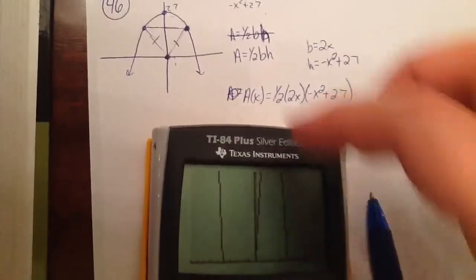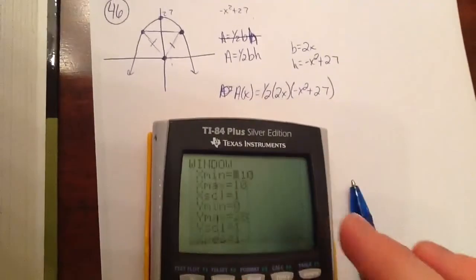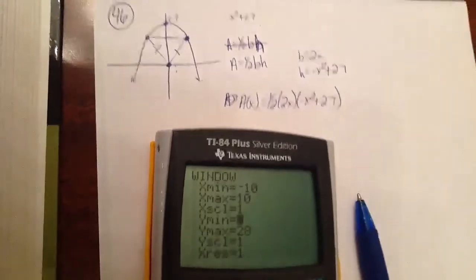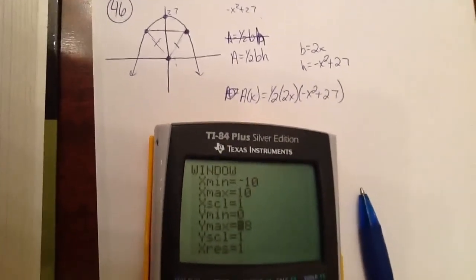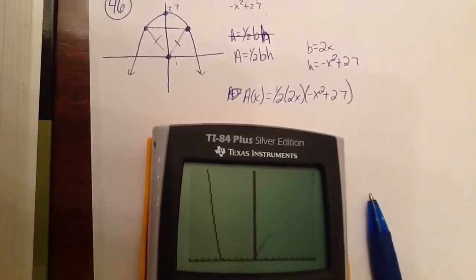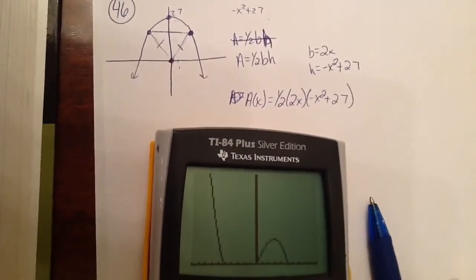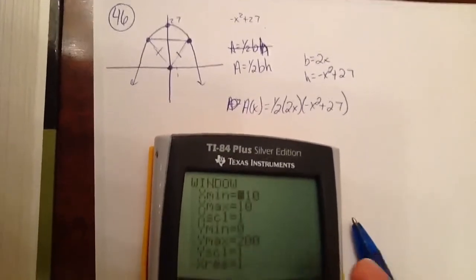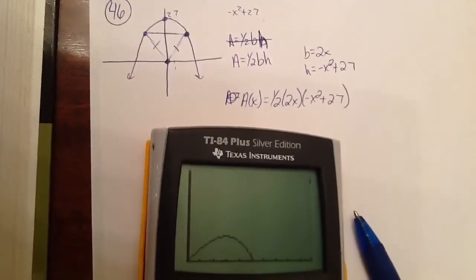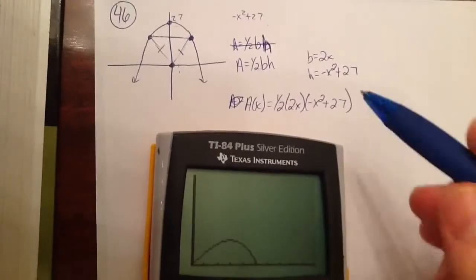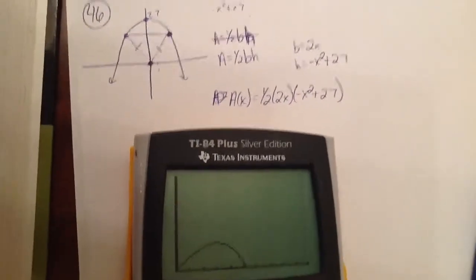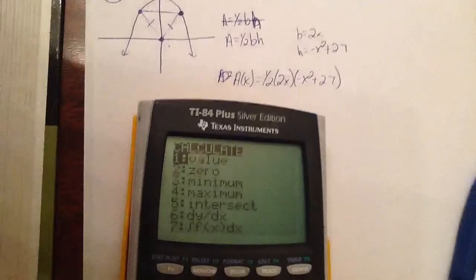I need to go taller. So y min, I don't need negative area though. Oh, and I don't need negative x's either. Duh. Okay. See, this can happen to you during your test too. You can do the same thing. Okay, maximum area then, right there. Just find that point. Calc max.